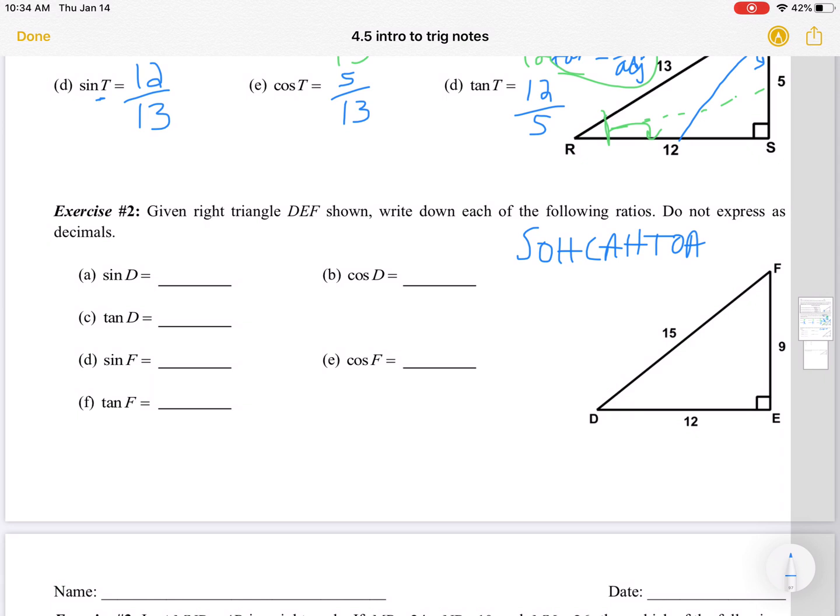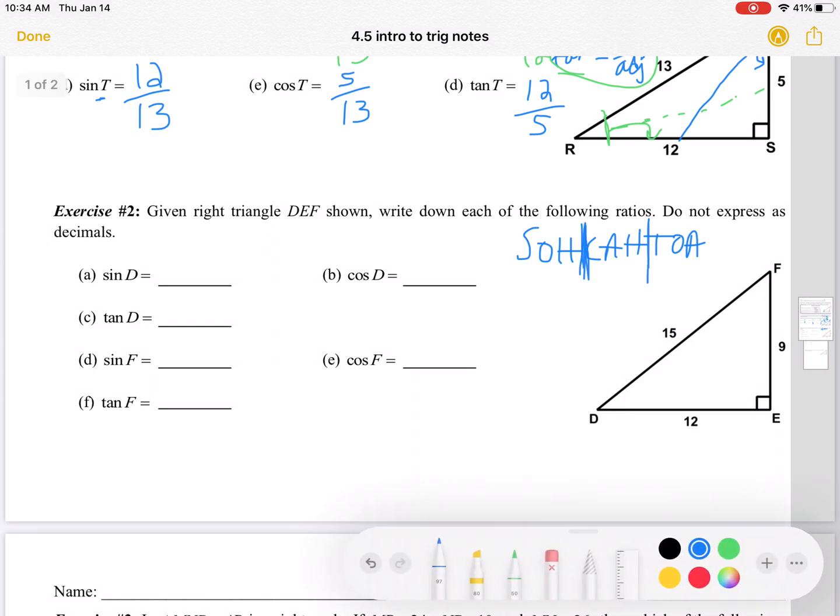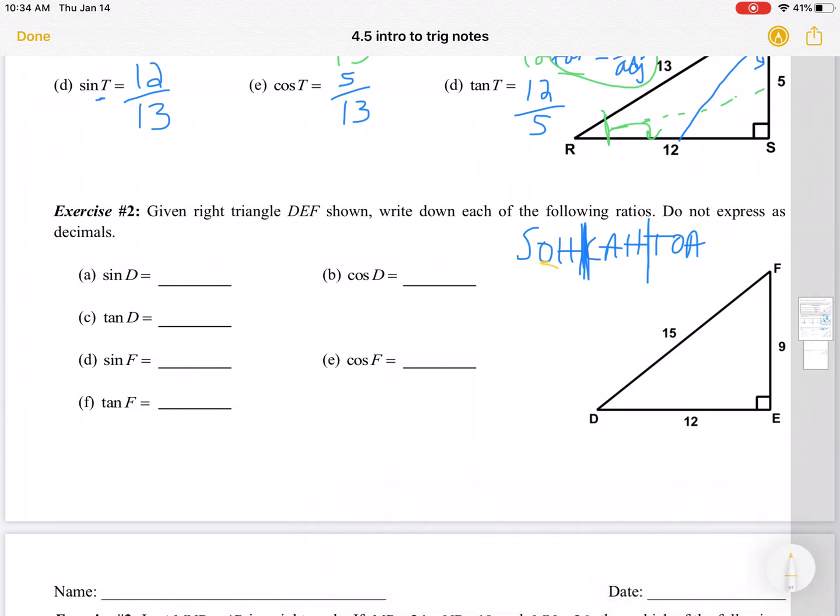Now, letter A is asking us for the sine of D. So sine is represented by opposite over hypotenuse. That's what the mnemonic device means, opposite over hypotenuse. So the side opposite angle D is 9. So we have 9 over, our hypotenuse is 15. So the sine of D is 9 over 15.